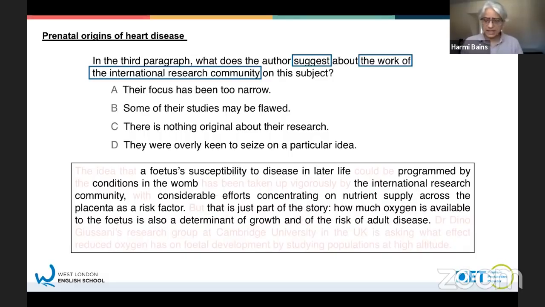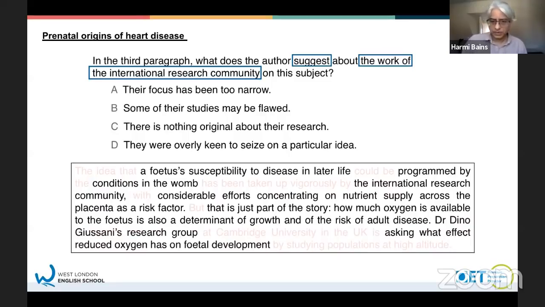If we read on, it says here that's just part of the story. How much oxygen is available to the fetus is also a determinant of growth and of the risk of adult disease. So we're moving away now from the work of the international research community. The author is telling us it's not just about nutrients. There's something else important here, and that's oxygen as well. Okay, and then it goes on to talk about Dr. Dino Giussani's research group. And this research group really focuses on oxygen and fetal development. So it's moving away from nutrients.